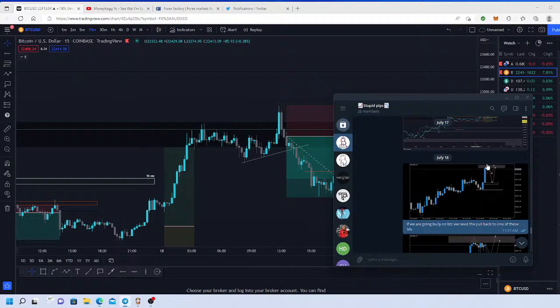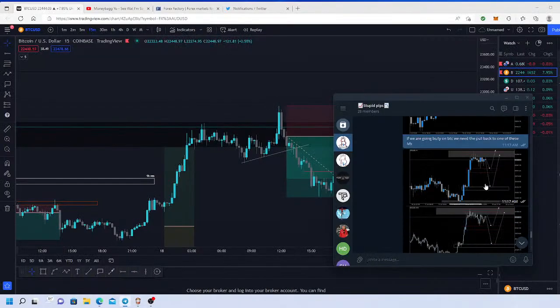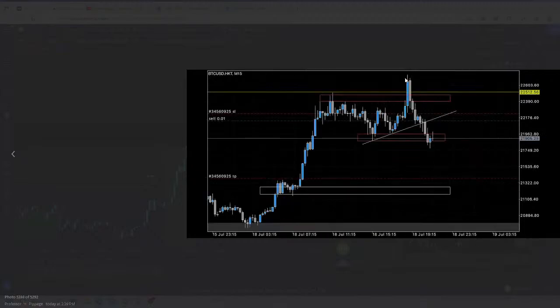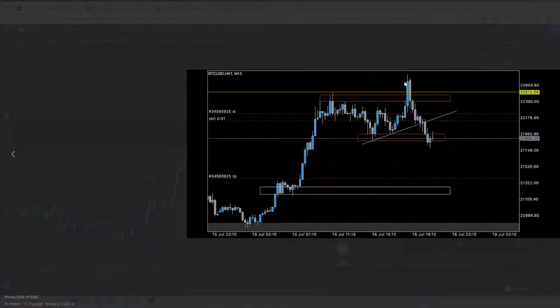This is what I was looking at this morning. Little chart that I threw out to the group. If we're going bullish on BTC, we need to pull back to one of these levels. Boom, boom, 15 minute, 1 hour. And like I said, came back, started coming down.